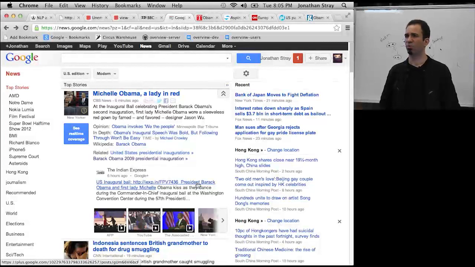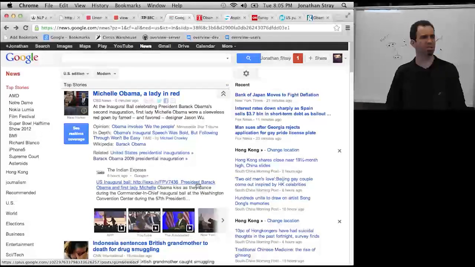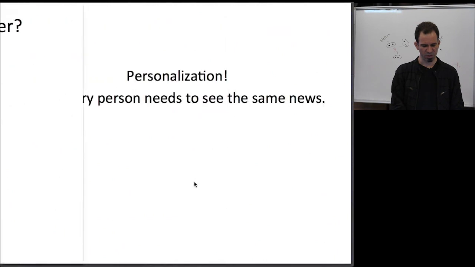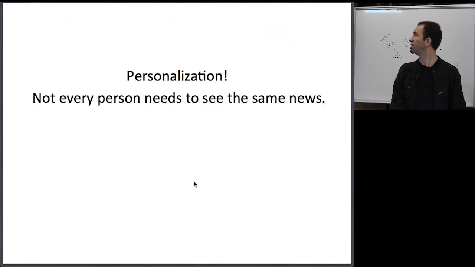So part of designing a filtering system is asking, how do I tailor this news for individual people? And also, people are interested in different things. It's probably the simplest way to personalize the news. There you go. I just said that.